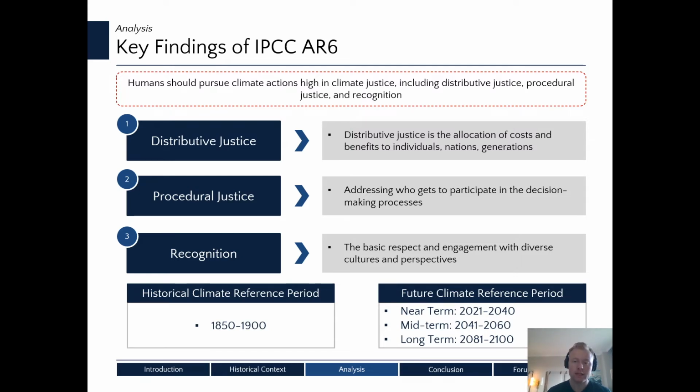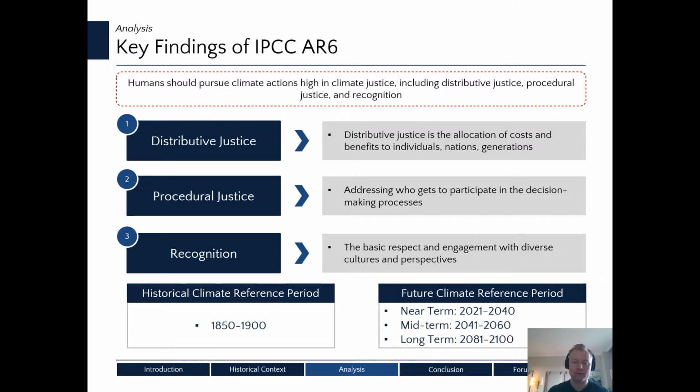Distributive justice is the allocation of costs and benefits to individuals, nations, and generations. Procedural justice is addressing who gets to participate in the decision-making process towards climate change. And recognition is the basic respect and engagement with diverse cultures and perspectives. For example, giving Indigenous people a voice and allowing them to speak when it comes to climate change.